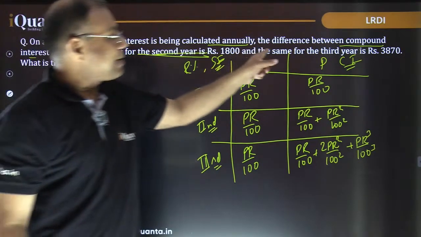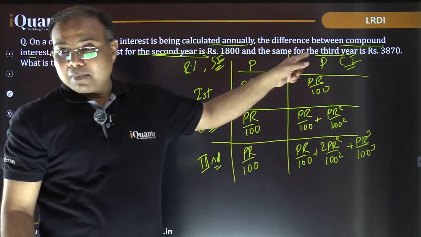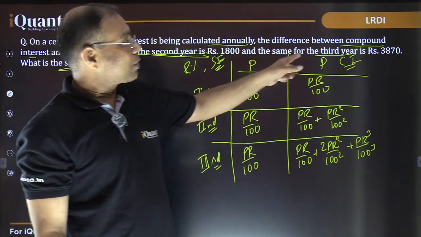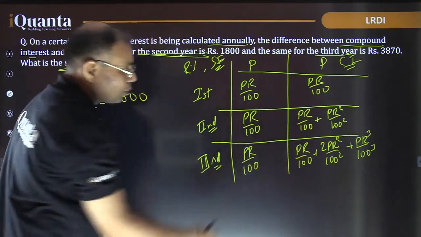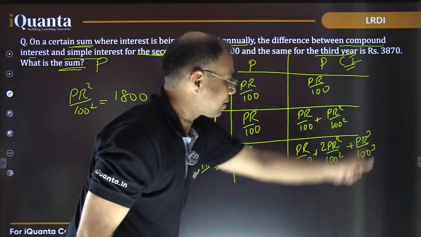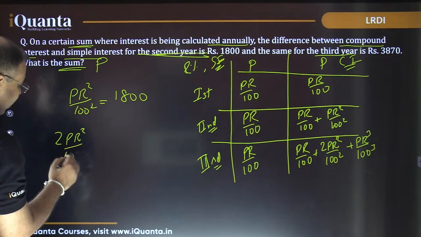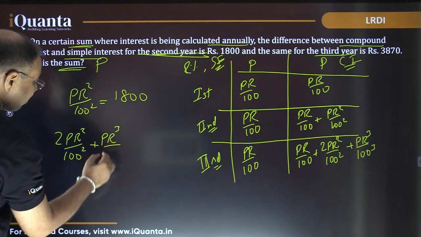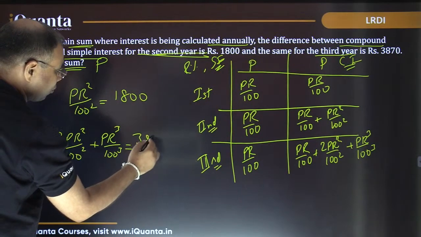And next, the same for the third year. Again, it is talking about the third year, not 3 years. If it said 3 years, I would have to add everything and then take the difference. Right now, it is talking only about the third year, so the third year means the difference of these two values. The difference of these two values is this part, right? So let me write. It is 2PR square by 100 square plus PR cube by 100 cube. That is given equal to 3870.